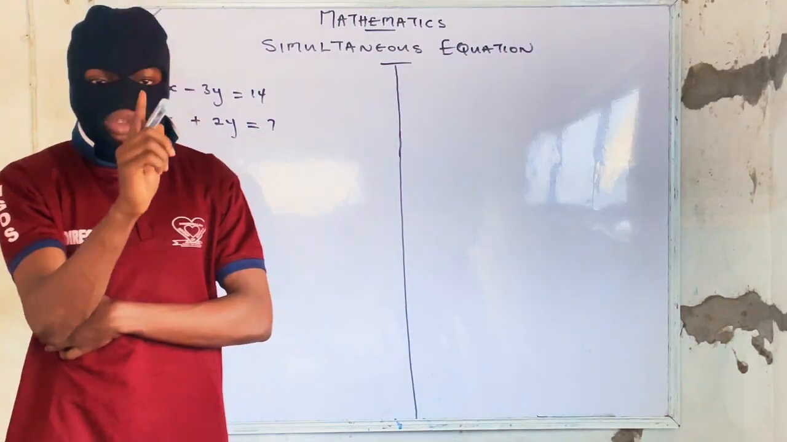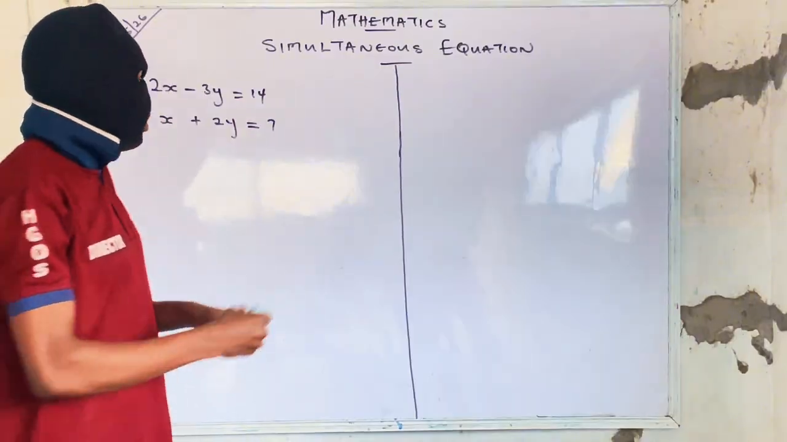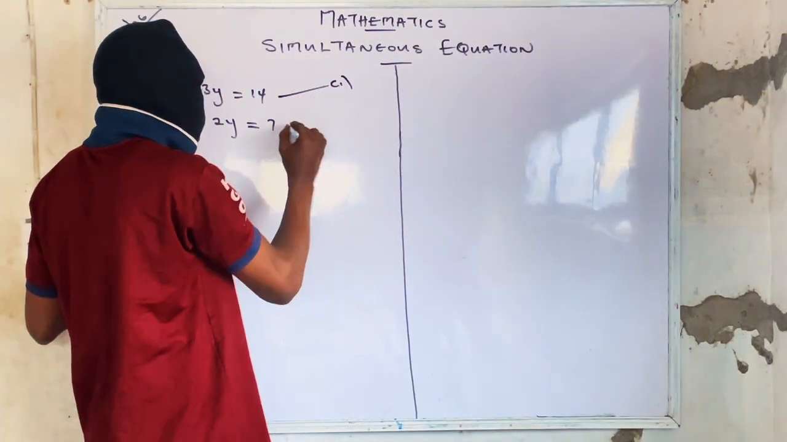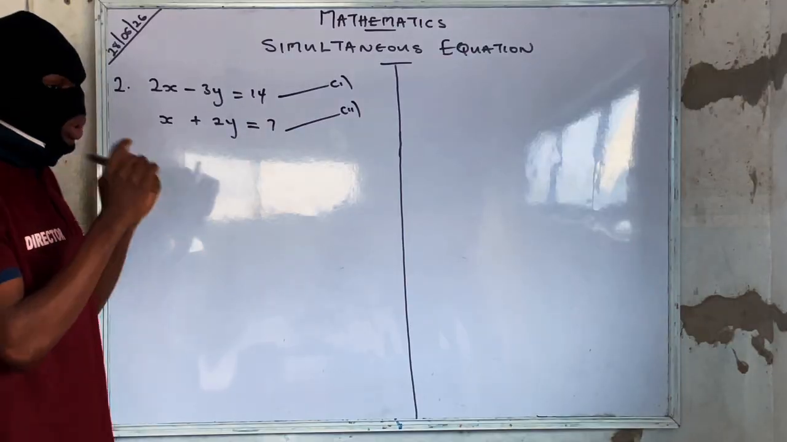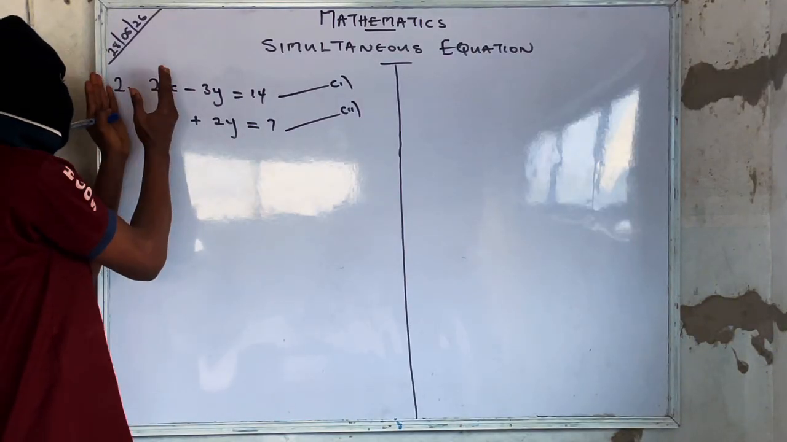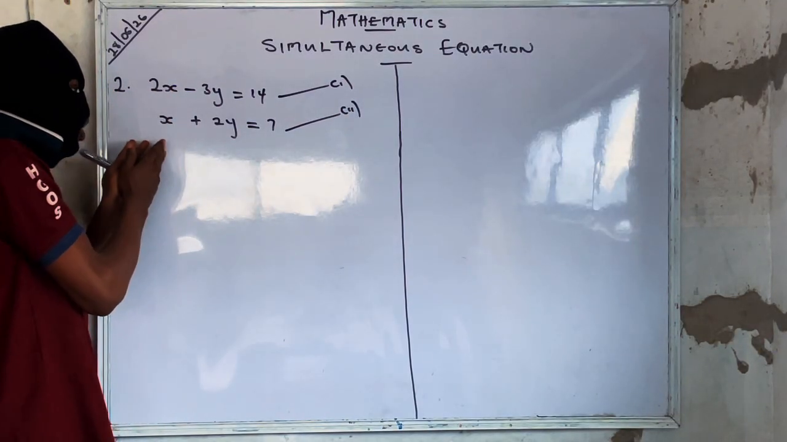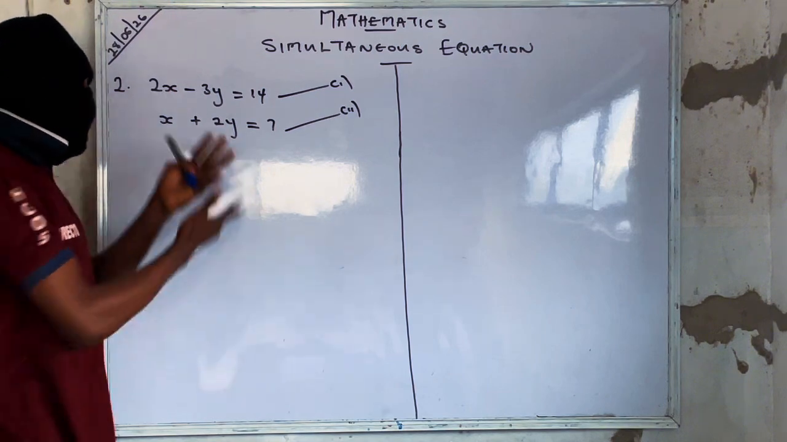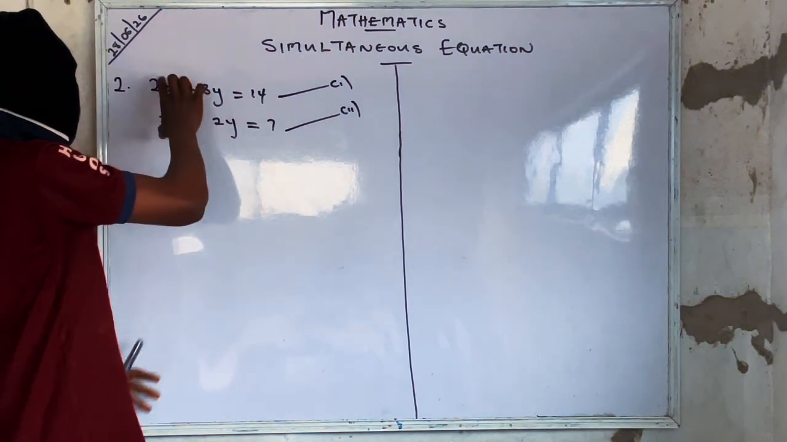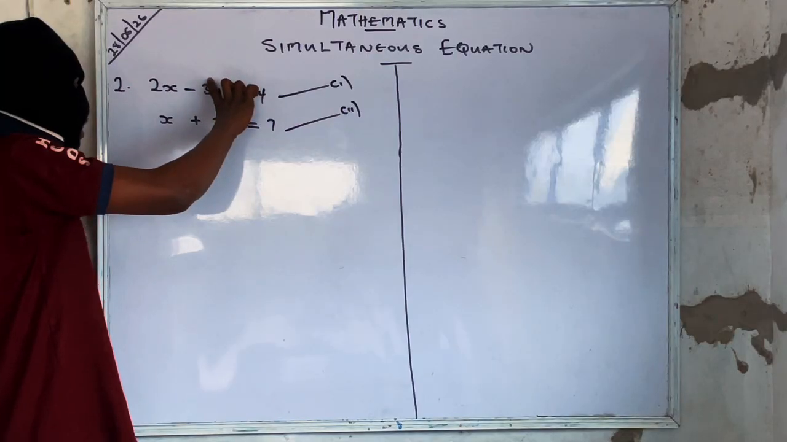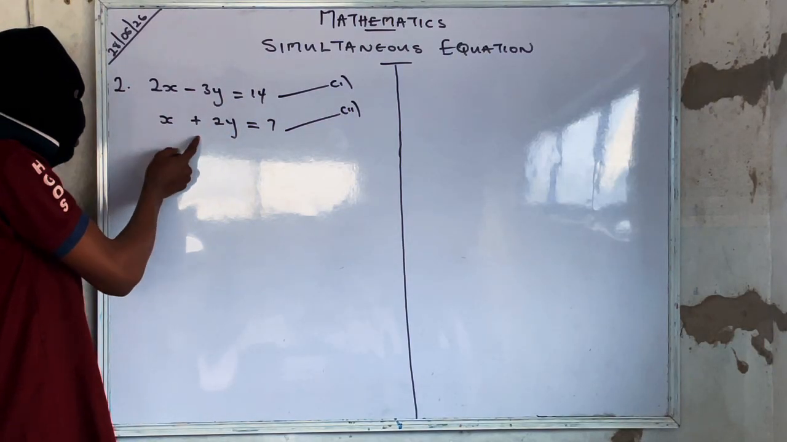Now the first thing we are going to do is that you have to name your equation. We have equation 1 and we have equation 2. Now since we want to eliminate x first for y, you can eliminate y for x. Don't worry, they are still the same. You want to eliminate x for y.